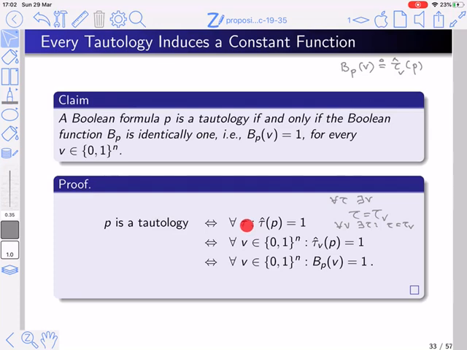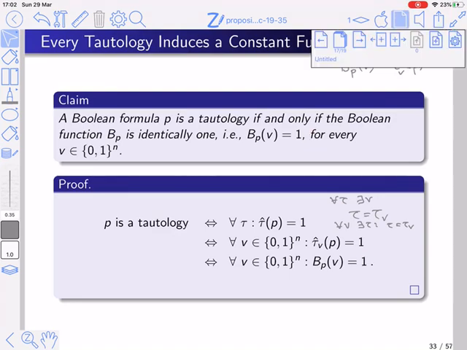Okay, so for every truth assignment, I can find a binary vector v such that tau equals tau of v, and vice versa. Good. So this means that for every binary vector, tau hat of v, when applied to the Boolean formula P, equals 1, and this, by definition, is the binary function b_P. So it means that this function is the constant function 1, because for every vector it attains the value 1, and this is exactly what we wanted to prove.